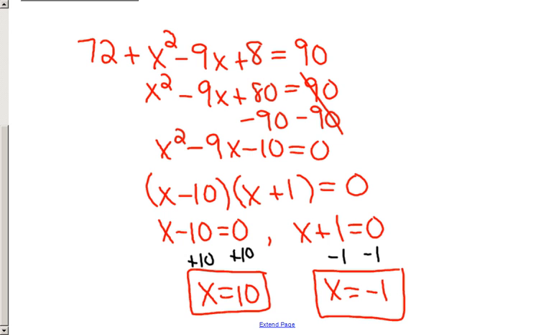I also need to check for extraneous solutions. So by doing that, I would take each of these solutions, put them into the original equation, and in this case, I would be on the lookout for any of these solutions that give me a denominator of 0. In this example, I do not have that, so there are no extraneous solutions. X equals 10 and x equals negative 1.